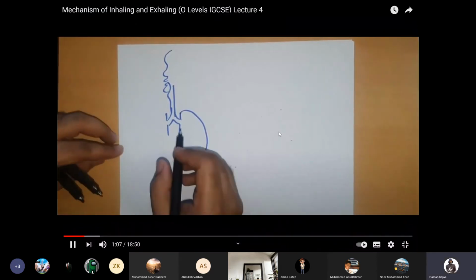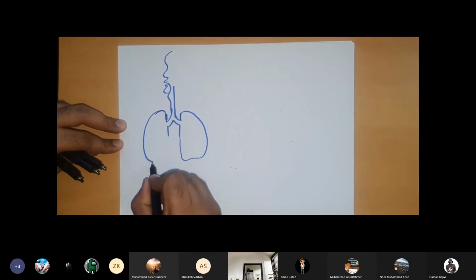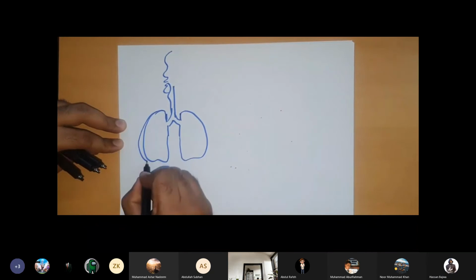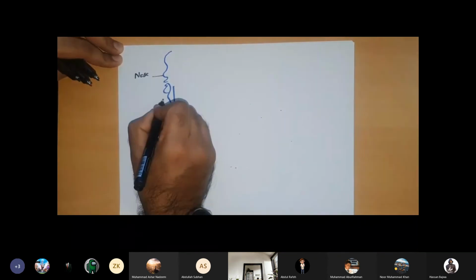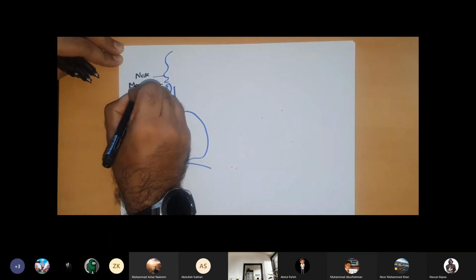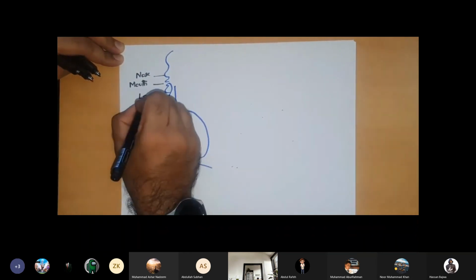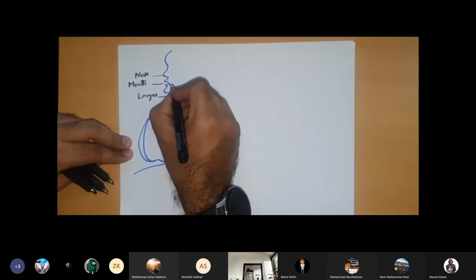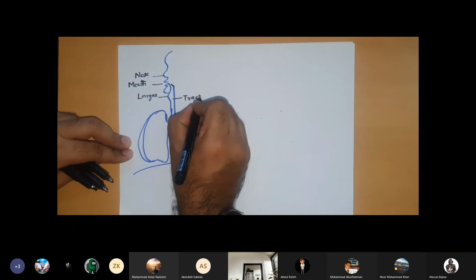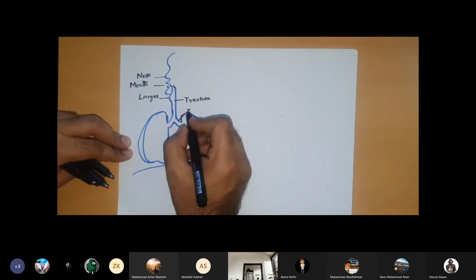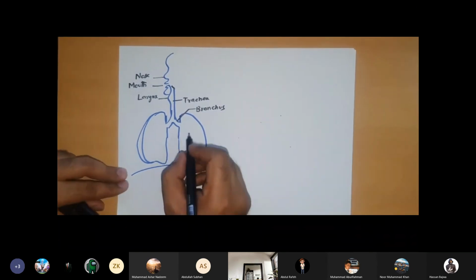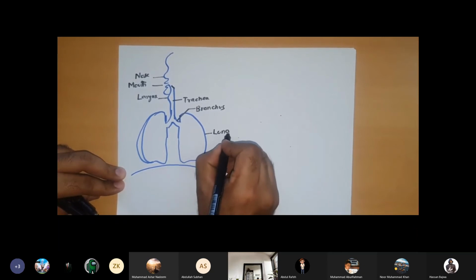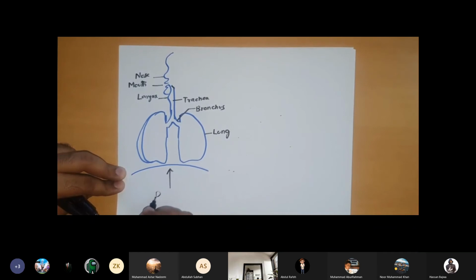Which are required to learn about them during this whole process. Now, in this, we need to know about this nose, this is mouth, this is larynx. We have learned in detail about this lecture before. Here we have the epiglottis. This is trachea. This is bronchus. Plural is called bronchi. Then this is lung. And this is called diaphragm.